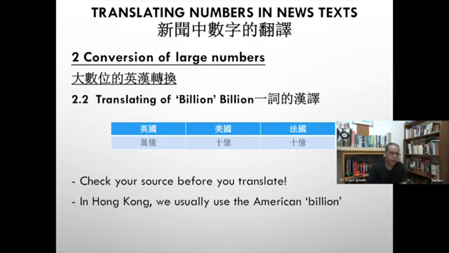But the British billion has 12 zeros. Usually in Hong Kong, we use the American billion. When we say billion in Hong Kong, that means 9 zeros. But if you translate something, a report, for example, written by a British writer, or you translate a speech given by the British PM, for example, then you need to bear in mind that when he says billion, he means 12 zeros in front of the one, meaning a million million, not 1,000 million as in the American.